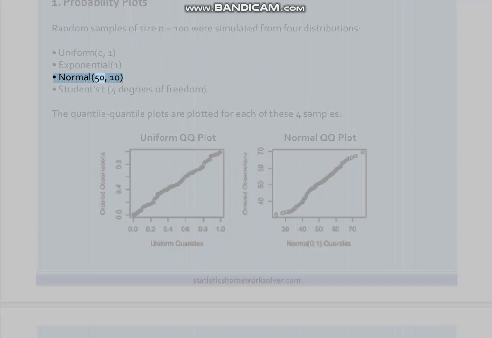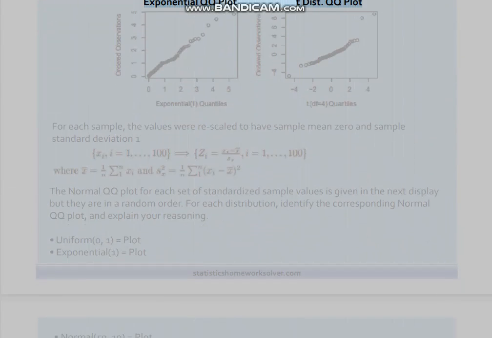1. Probability plots. Random samples of size n equals 100 were simulated from 4 distributions: uniform(0,1), exponential(1), normal(50,10), and Student's t with 4 degrees of freedom. The quantile plots are plotted for each of these 4 samples: uniform QQ plot, normal QQ plot, exponential QQ plot, t-distribution QQ plot.